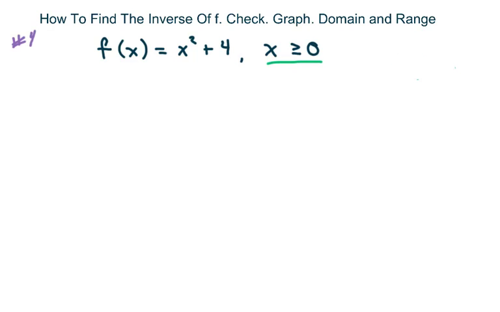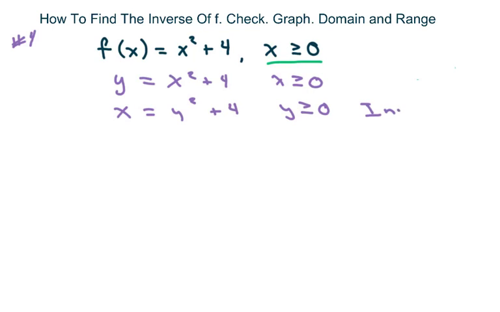Okay, so basically we do the same thing. We're going to write this as y equals x squared plus 4. Again, x has to be greater than or equal to 0. Now we're going to switch the x and the y. So we have x equals y squared plus 4. So that means y is greater than or equal to 0. So that's the inverse.